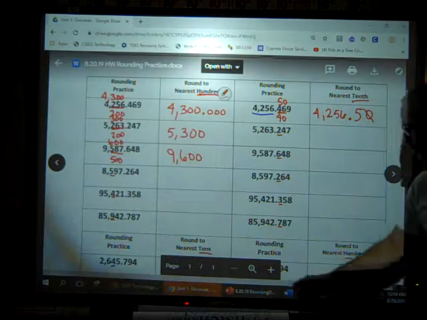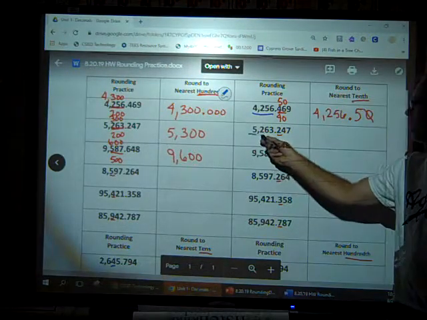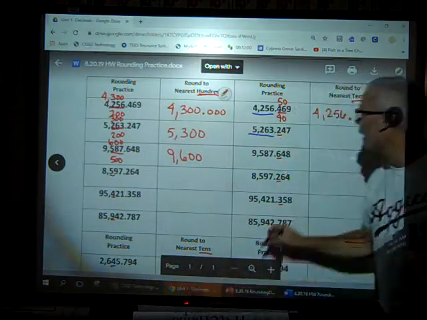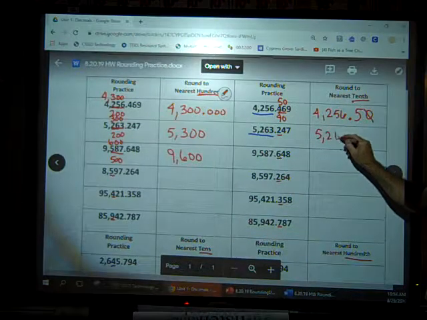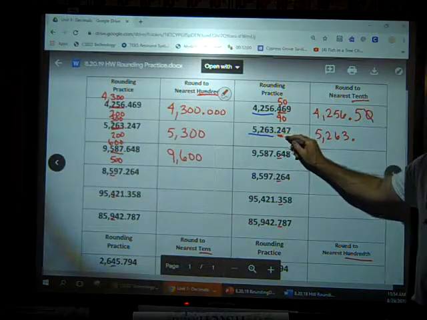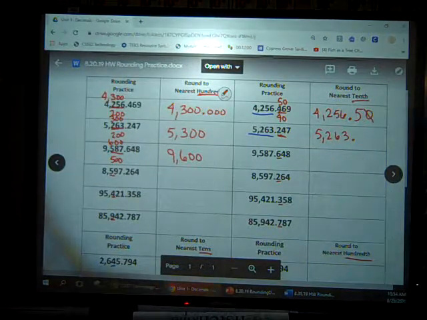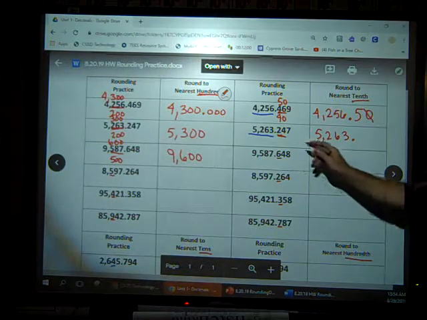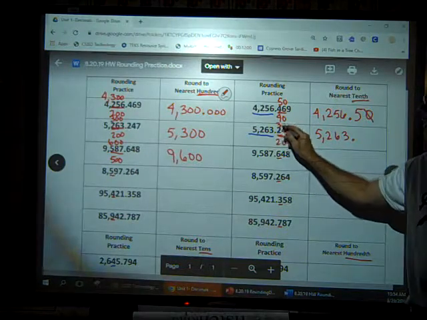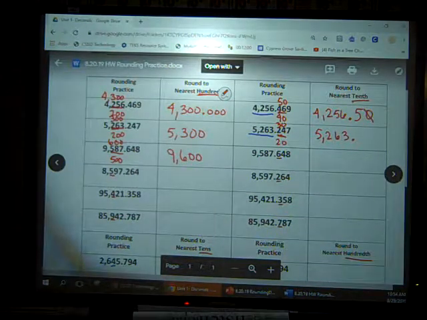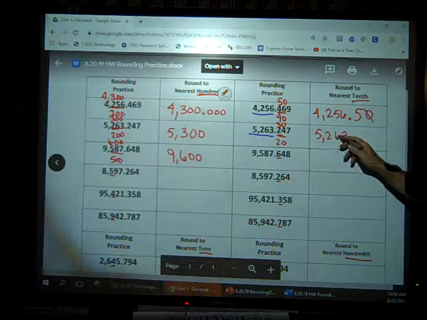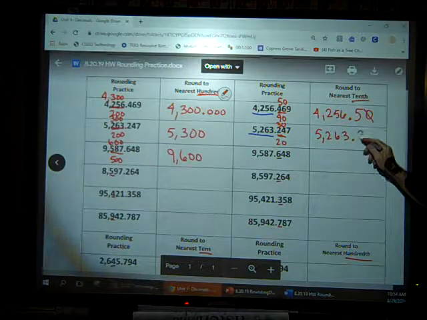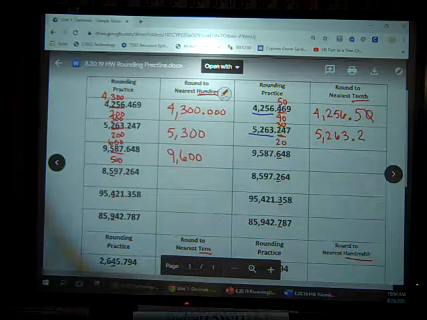Is anything in front going to change? No. So my answer will start with 5,263. I know that won't change. But I need to find out what my bookends are. What are my bookends, class? Just say it. 20 and 30. Very good. 20 is my low number. 30 is my high number. What is 24 closer to? 20. So my answer is 5,263 and 2 tenths. Okay? Alright, do the last one on your own, and let's see how you do.